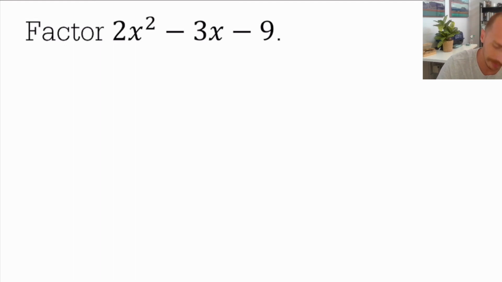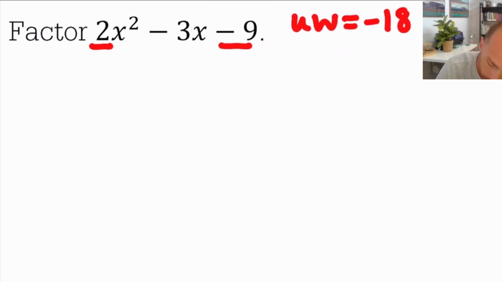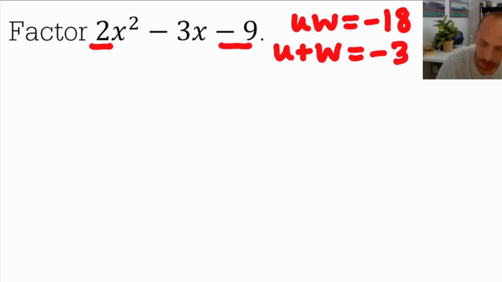So in this situation, if I can't factor out the 2 from all three terms, what I'm going to do is take the 2 and the negative 9 and multiply those. And that's what I'm looking for u and w to multiply to. So u times w equals 2 times negative 9, which is negative 18. And then u plus w still needs to add to negative 3. Okay, so I'm thinking somehow 6 and 3, because 6 times 3 is 18 and 6 minus 3 is 3. So if I want this to add to negative 3, I'm going to need negative 6 and positive 3.